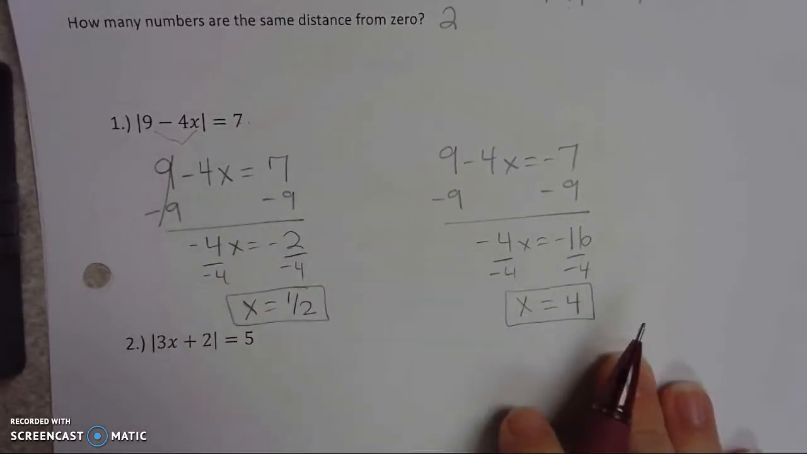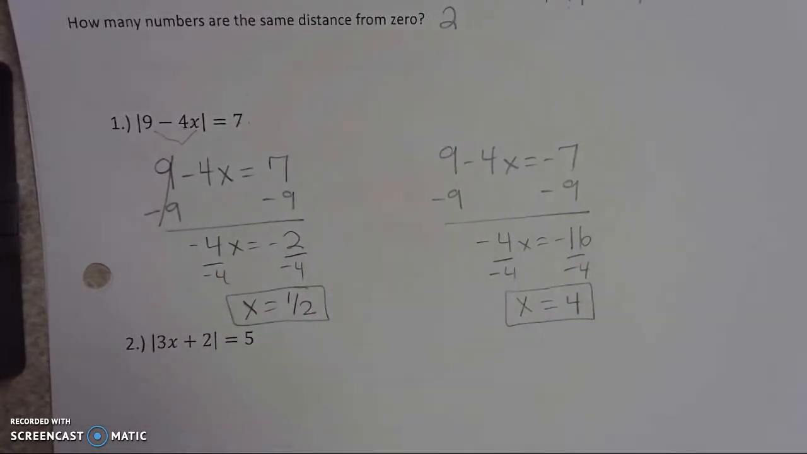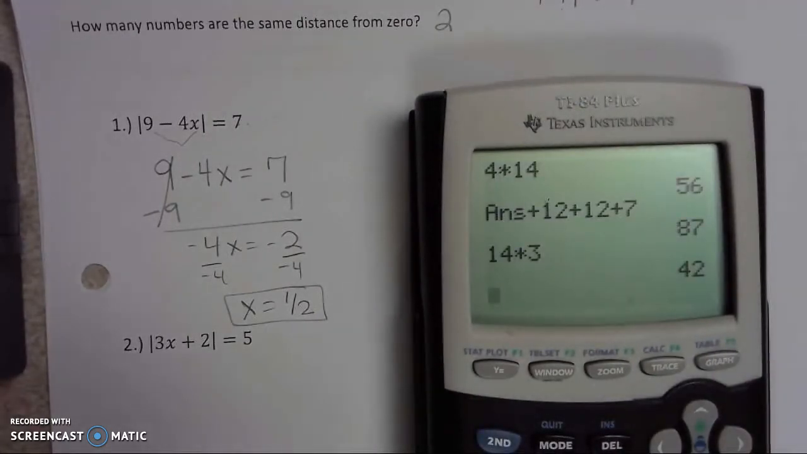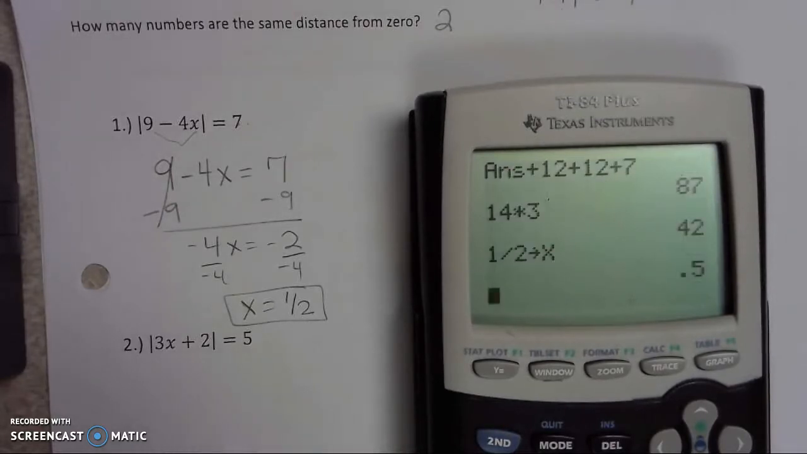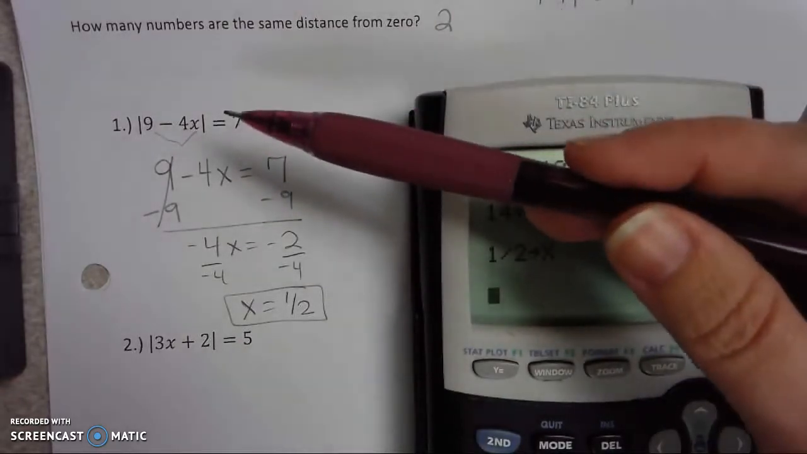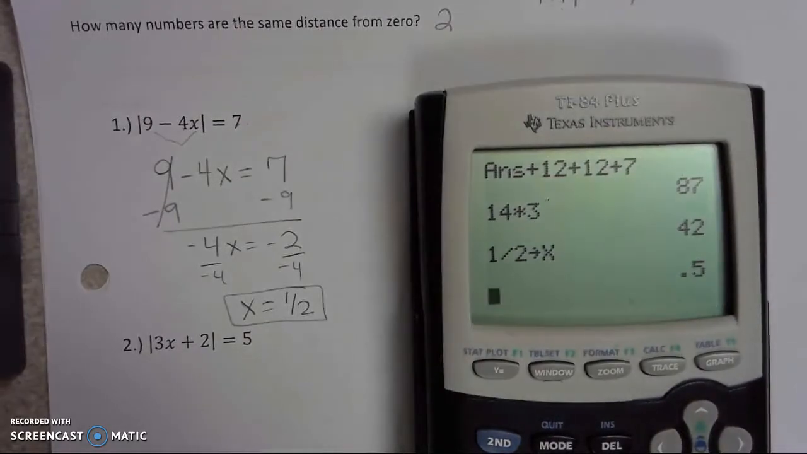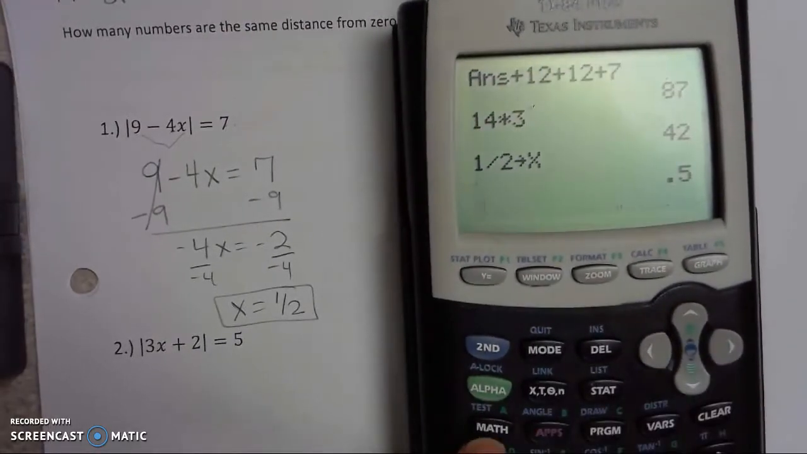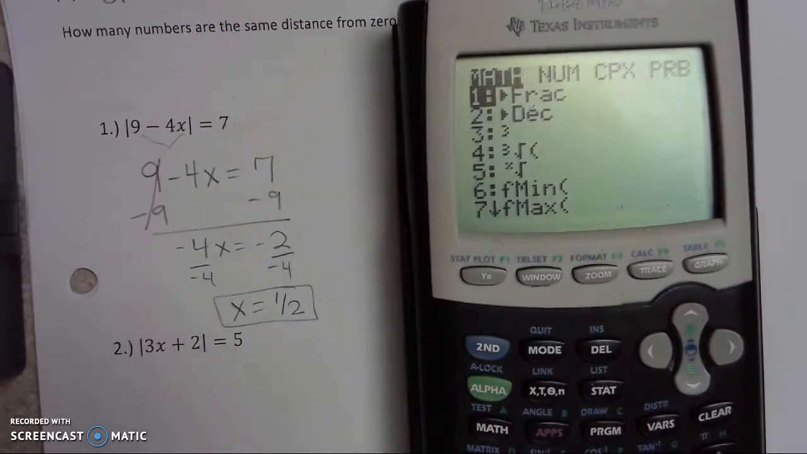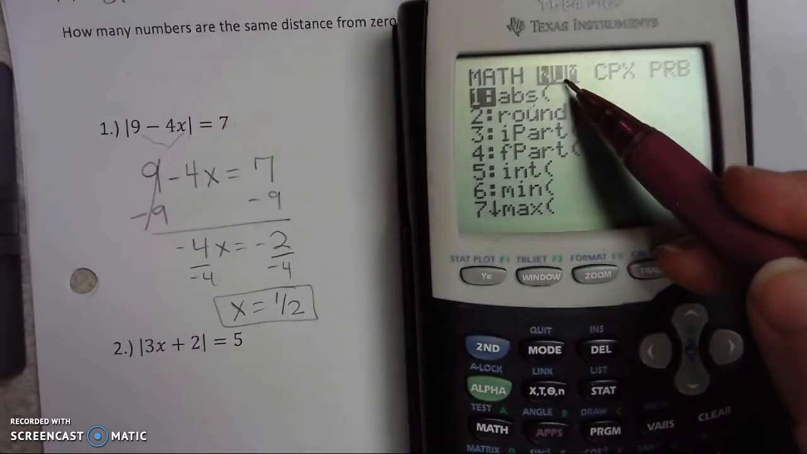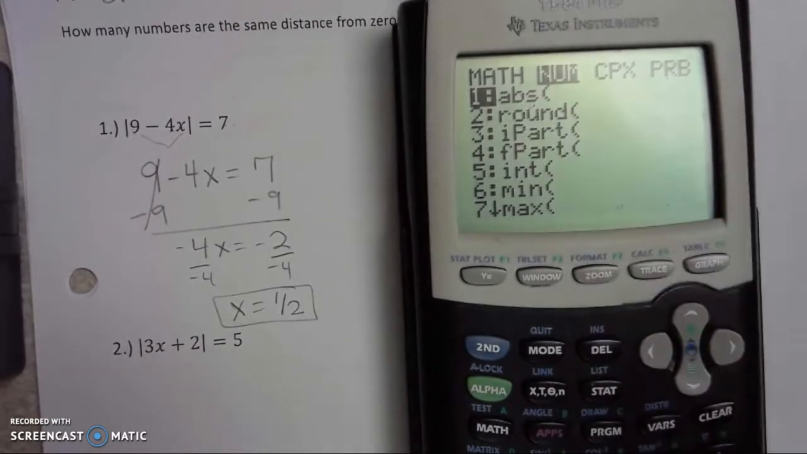Now you should check your answers in the calculator. Your calculator will do absolute value. I'll show that in a second, but first let's store our answer in x. I'm going to store 1/2 in x, and then I'm going to type in 9 minus 4x, the absolute value of that. To get to absolute value, I'm going to press the math button, and then use the gray arrow keys to arrow over to where NUM is highlighted. The very first option, ABS, is absolute value.